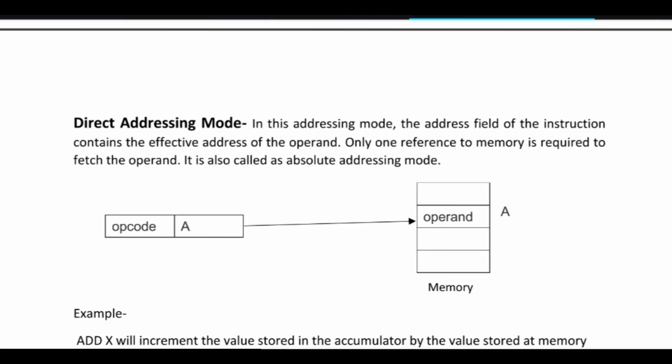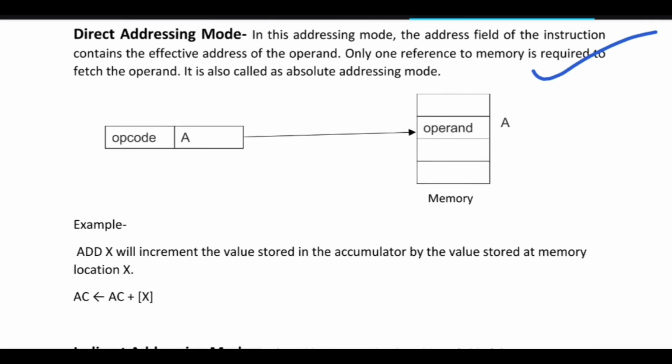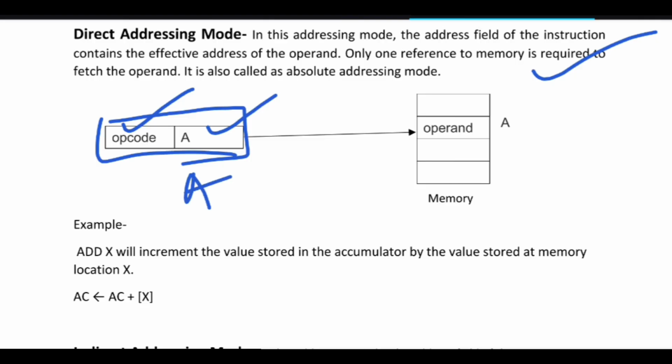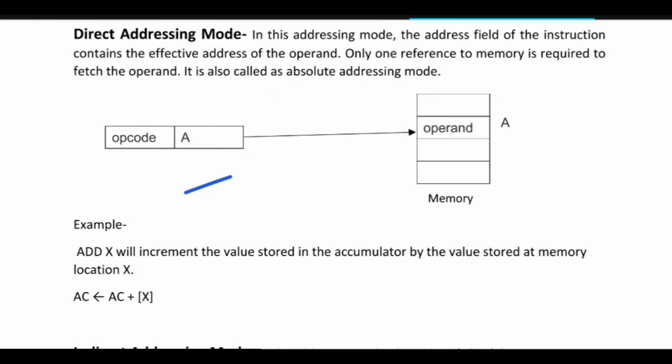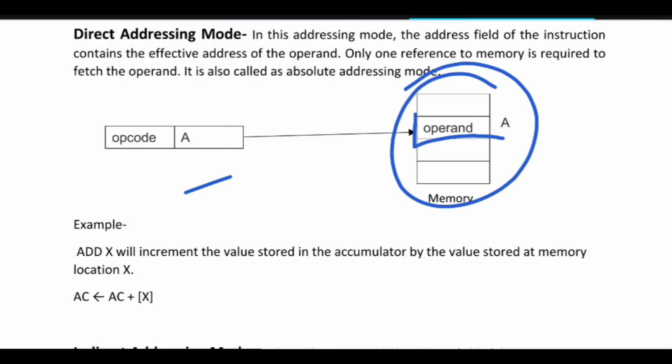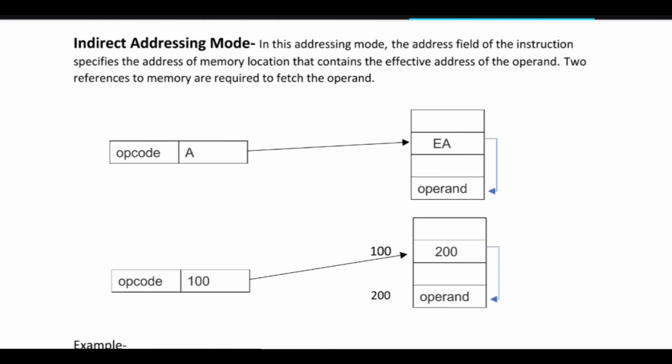Here are some notes you can write. Here is the instruction format. This is the opcode, this is the operand. The operand variable A is referencing a memory location where the operand is present. This is the memory, and here is the memory location where the operand is present. Clear? Next, move to indirect addressing.